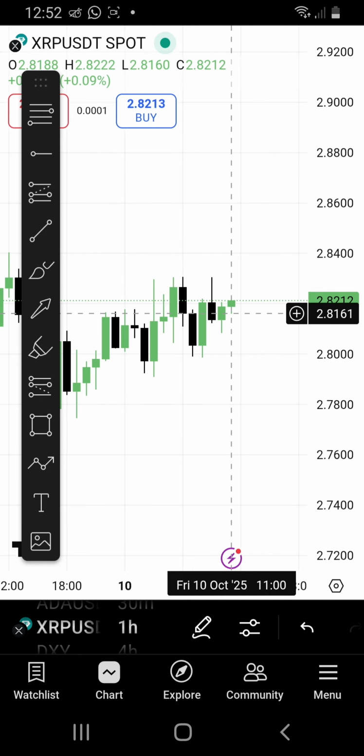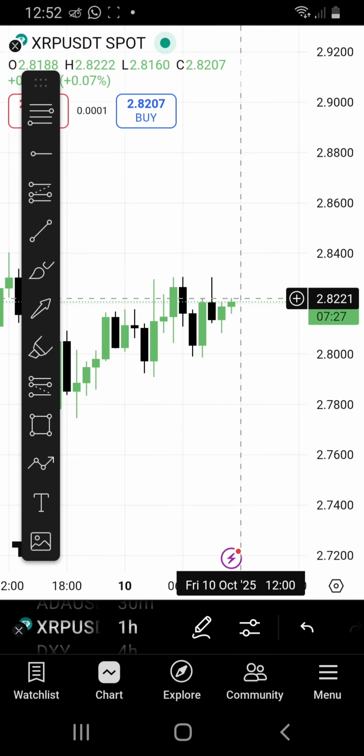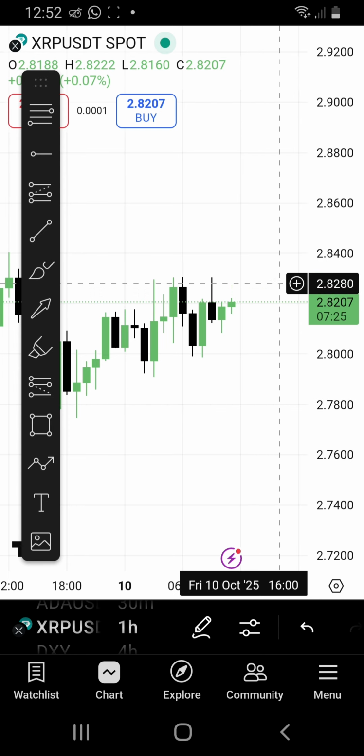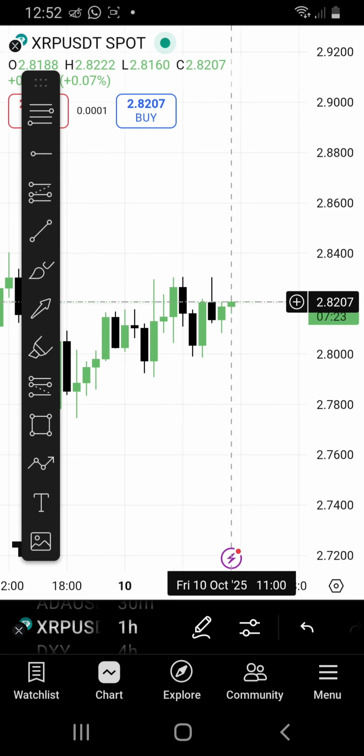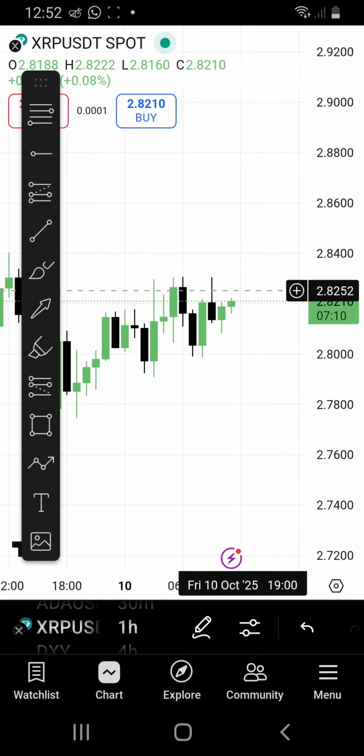And if SRP does not go up like this, and comes back down to here, 2.72, you lose money. So you are predicting this price movement. The candlesticks are moving based on price, and under it you see time reading, 07:15. So it means this candlestick is based on time.